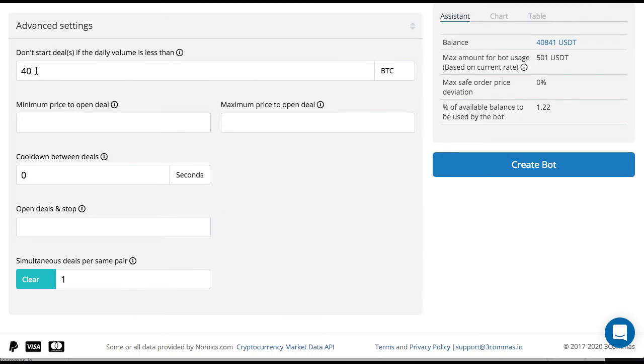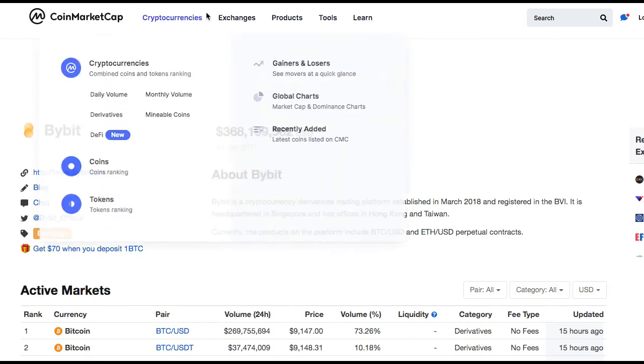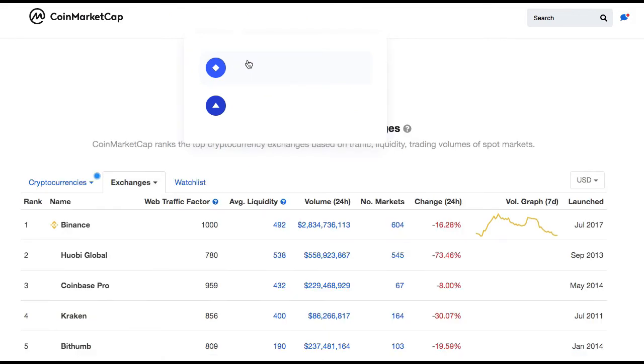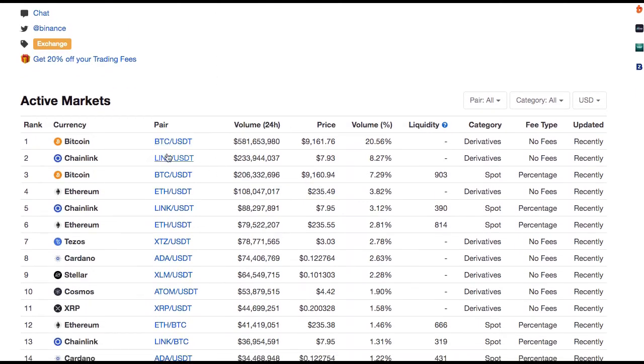We talked about this earlier. To avoid low liquidity coins, especially if you're trading larger sums of money, you can set the amount of volume that you want to see in a coin over the last 24 hours, right? So one of the ways to set this up is to go to coinmarket.com and go to the exchanges pages on that site. And if you're trading on Binance, click on Binance.